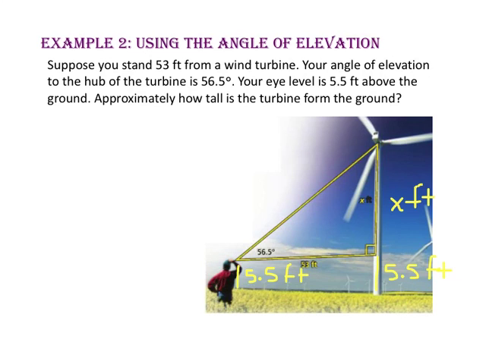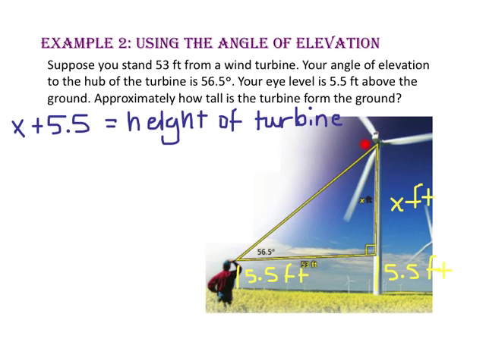We know that the height of the turbine will be x feet plus 5.5 feet. We have a right triangle with a given angle of 56.5 degrees. We are looking for this opposite side, x, and we are given the adjacent side of 53. Since we are looking for the height of the opposite side and we know the length of the adjacent side, let's use tangent of 56.5 degrees.